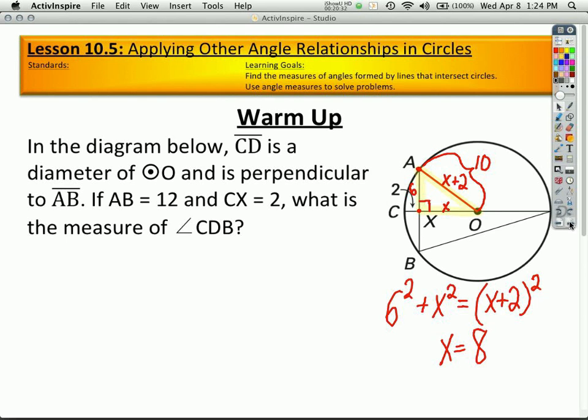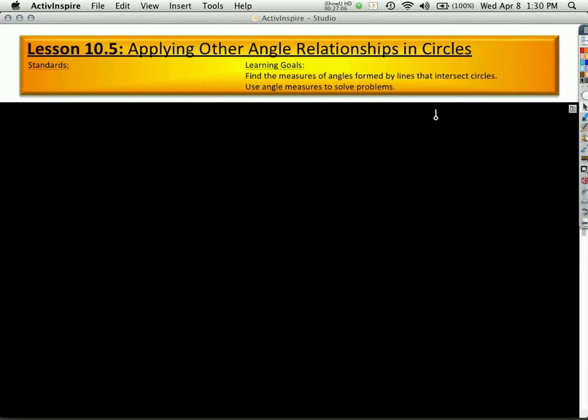All right. Okay, we are back as a whole group. Today is lesson 10.5. We're going to be exploring angle relationships in circles.